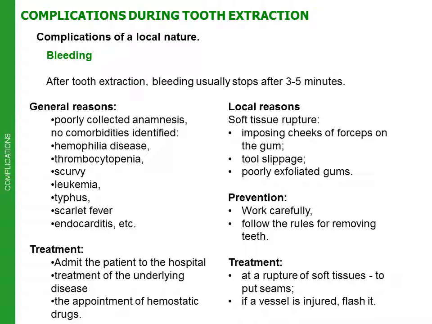Local reasons: soft tissue rupture, imposing cheeks of the forceps on the gum, slippage, poorly exfoliated gums. How to prevent? Work carefully. Follow the rules of removing teeth. And if it has happened, treatment: at a rupture of soft tissue, put sutures. If a vessel is injured, ligate it.